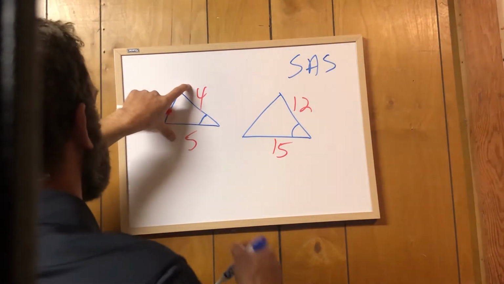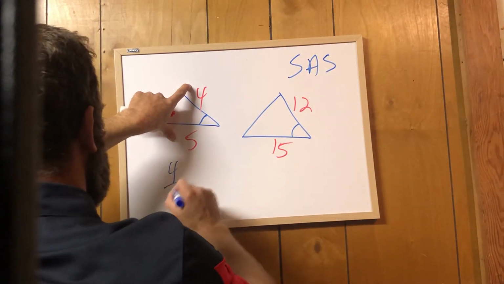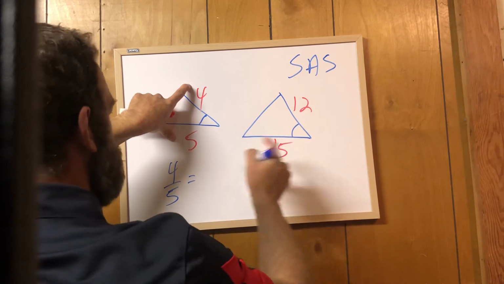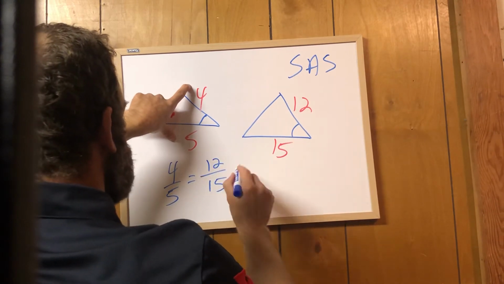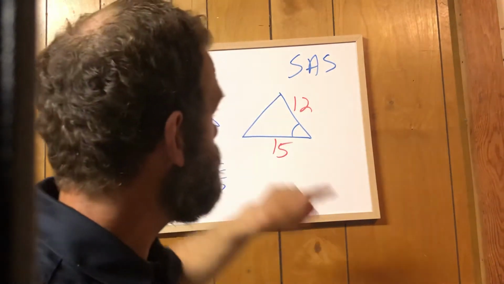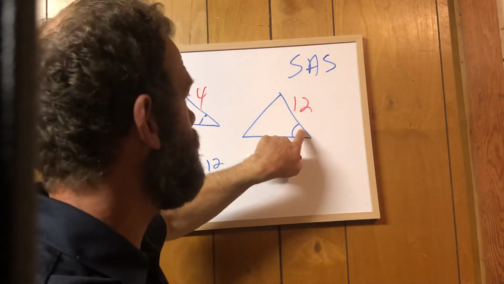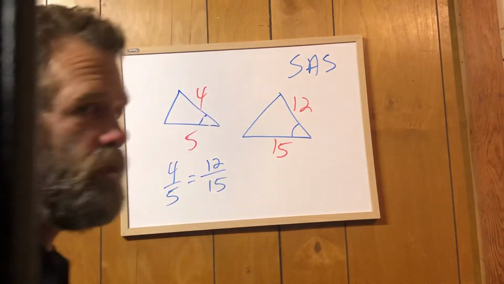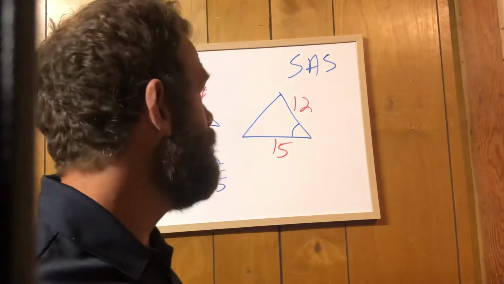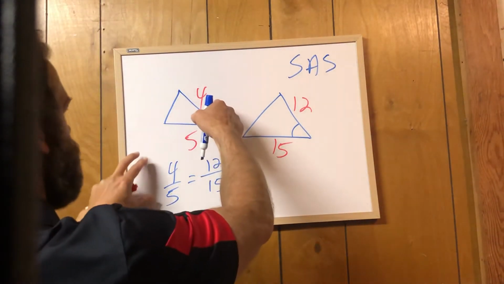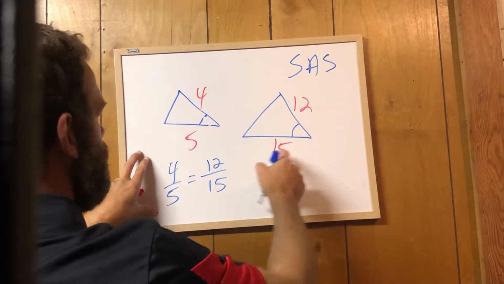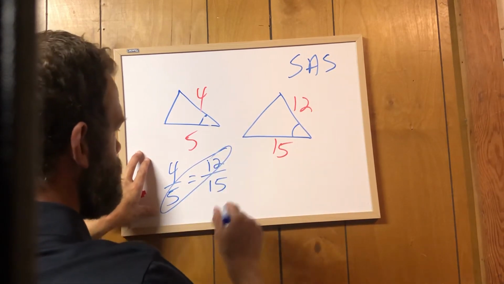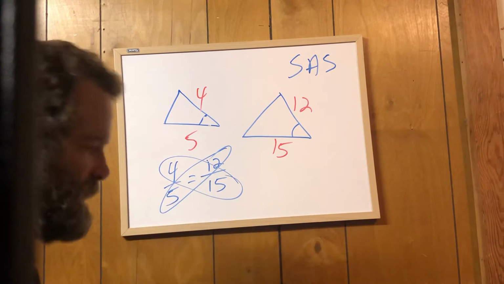Now what side, angle, side says is, if you take two sides of one triangle and set them proportional to the two sides of the other triangle, as long as they both have an included angle, meaning a congruent angle in between both of them, then they would be similar. So does 4 over 5 equal 12 over 15? Well, let's cross multiply. 5 times 12 is 60. 4 times 15 is 60. So these two triangles would be similar because of side, angle, side.